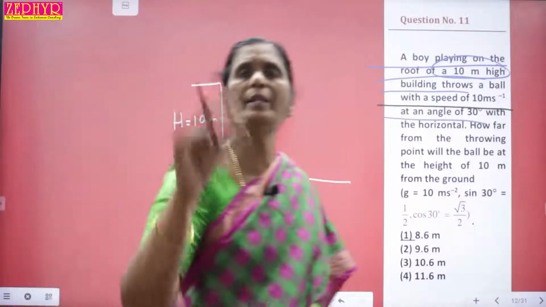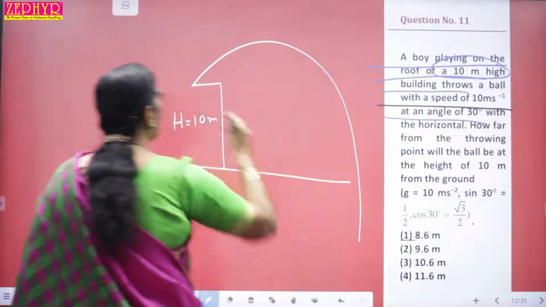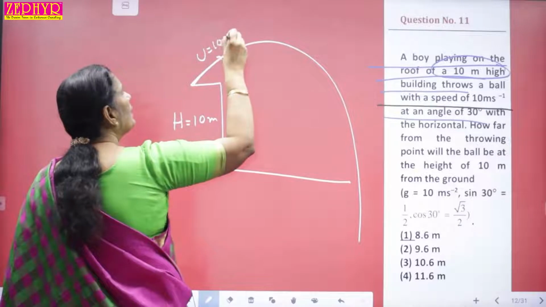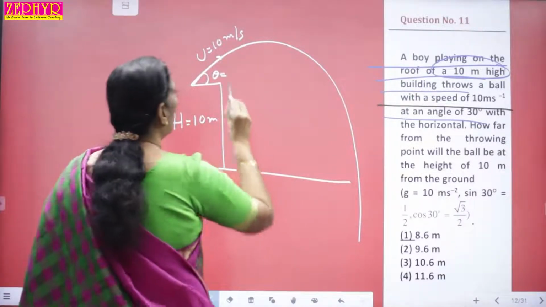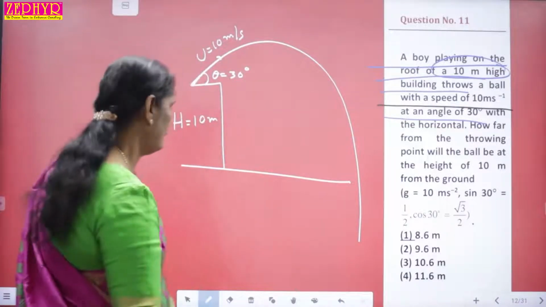From there he is throwing the ball like this, with a speed of 10 meters per second at an angle theta equal to 30 degrees. Okay.